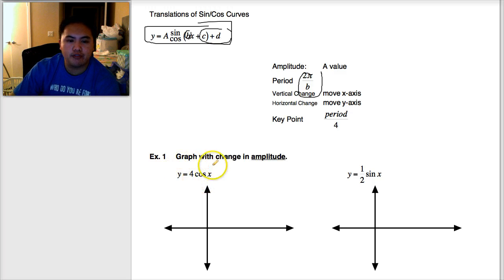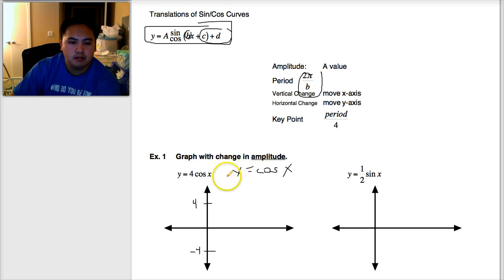So number 1 says graph 4 cosine x. Okay. So remember we know how to graph cosine x. The only difference is that there's a 4 out in front. And what does that 4 out in front do? Looking at my equation, the number out in front represents amplitude, which means it changes how high and how low this graph goes. So remember, cosine starts at 1. Well, because the amplitude is 4, it's actually going to start at 4. And the lowest it'll ever get, instead of -1, will now be -4.